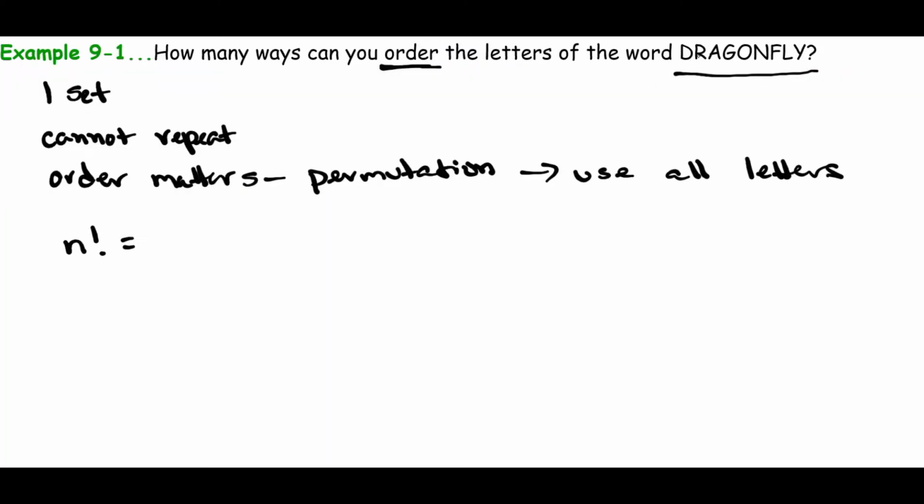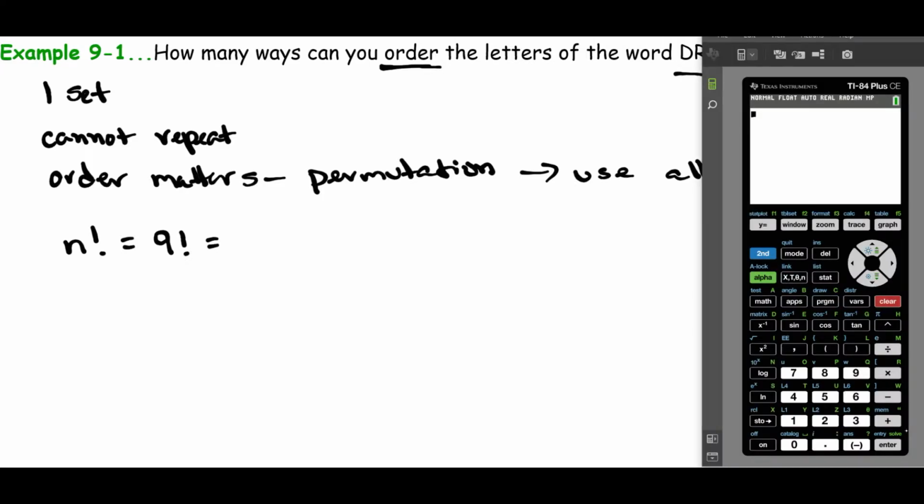How many letters do I have here? 1, 2, 3, 4, 5, 6, 7, 8, 9. So I can just go 9 factorial. In your calculator, you have this factorial option. You just type the 9, then press your math button, go over to the probability menu, and number 4 is your factorial. So 9 factorial, and then we've got our answer.